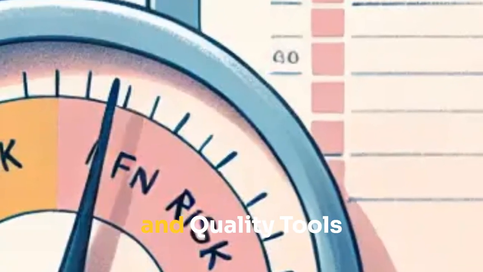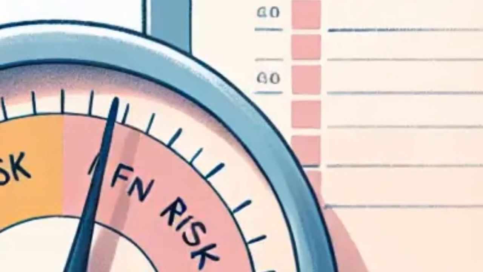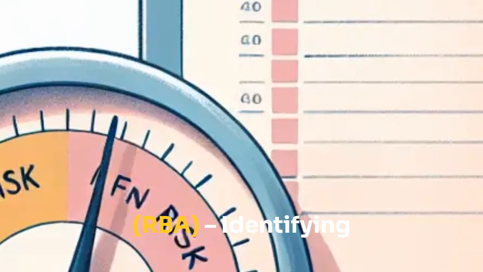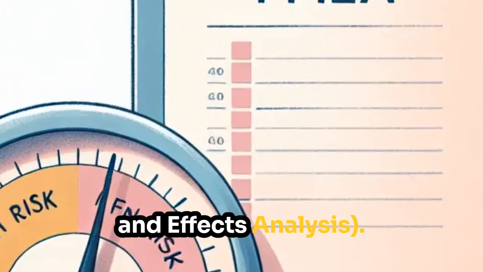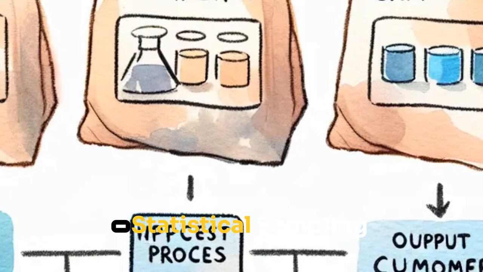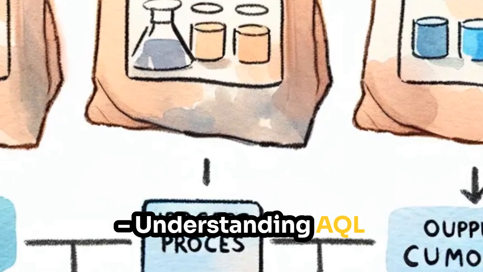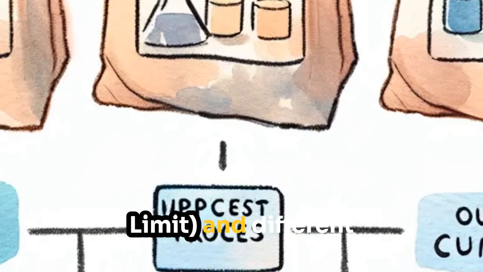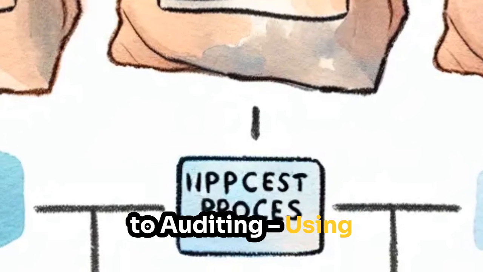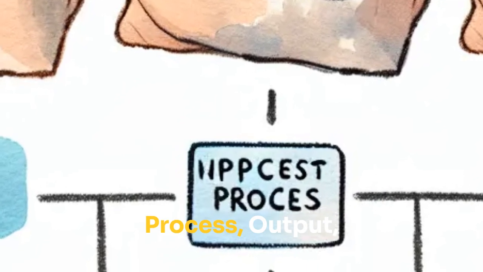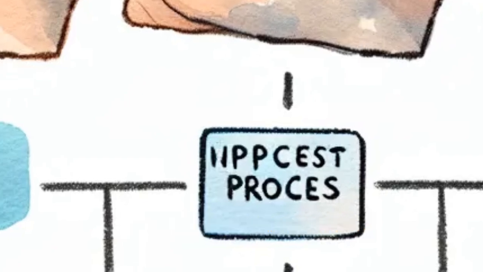Key concepts and quality tools you must know. Risk-based auditing, RBA: identifying high-risk areas and using FMEA, failure mode and effects analysis. Statistical sampling: understanding AQL, acceptance quality limit, and different sampling methods. Process approach to auditing: using SIPOC, Supplier Input Process Output Customer diagrams.